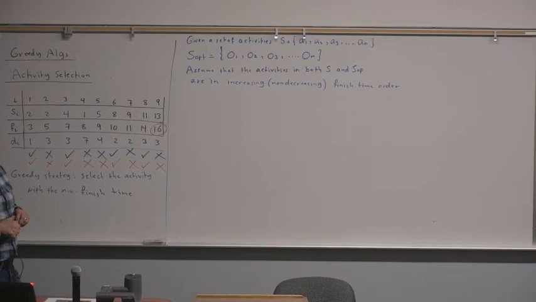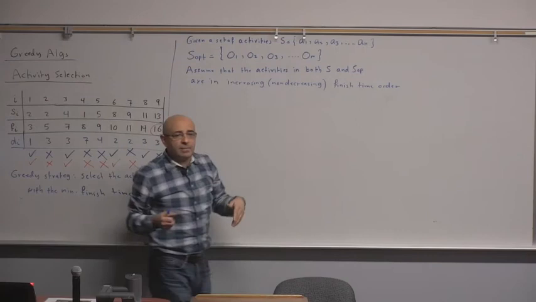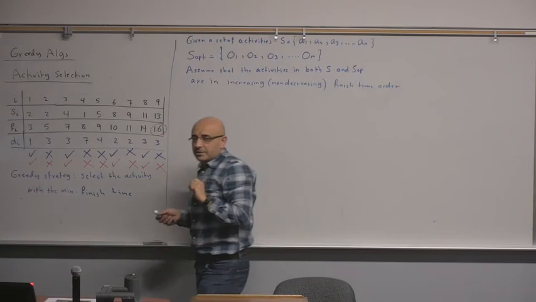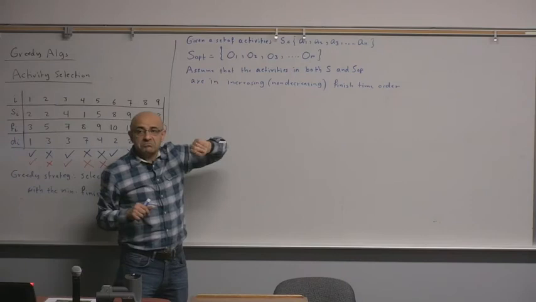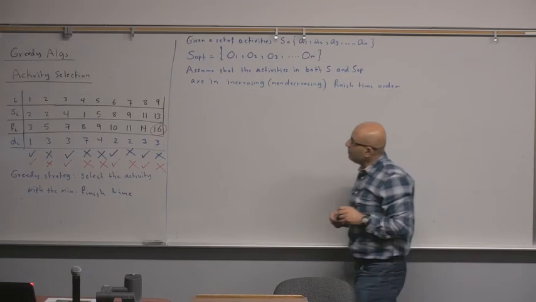Why or why not? So we did not lose any generality by making this assumption, because this is the set of activities. We just ordered them. We can order them any way we want. We haven't yet said anything about optimality. And here is an optimal solution. So we know that an optimal solution exists. There is at least one optimal solution. And we just looked at this optimal solution, and we ordered the activities in this optimal solution by finish time, in increasing or non-decreasing finish time order.